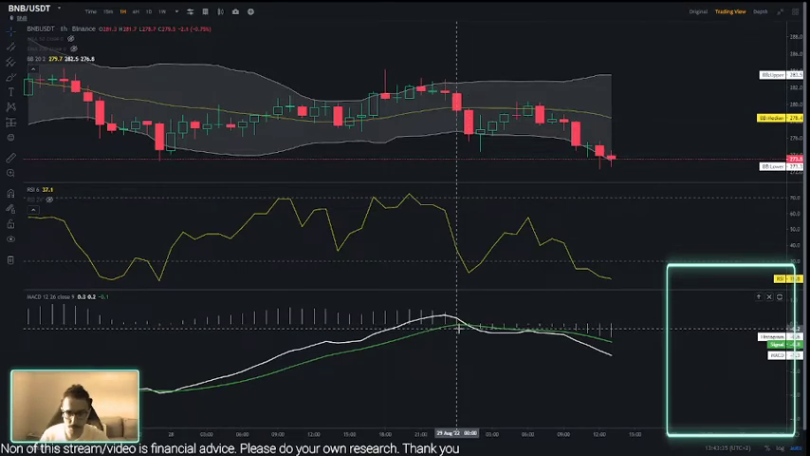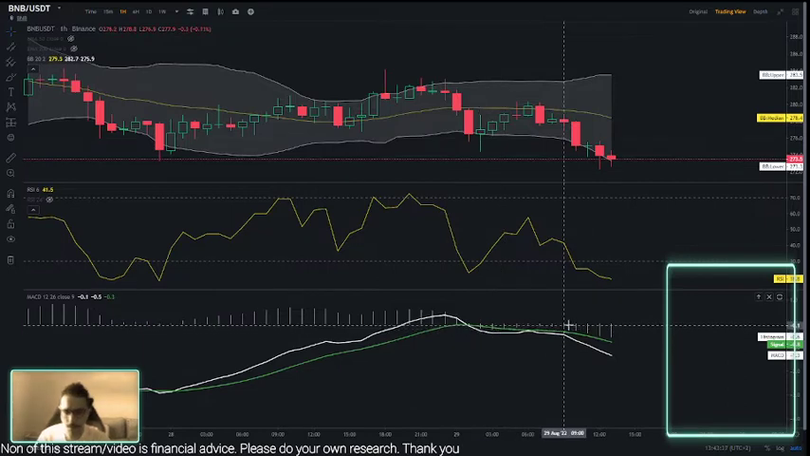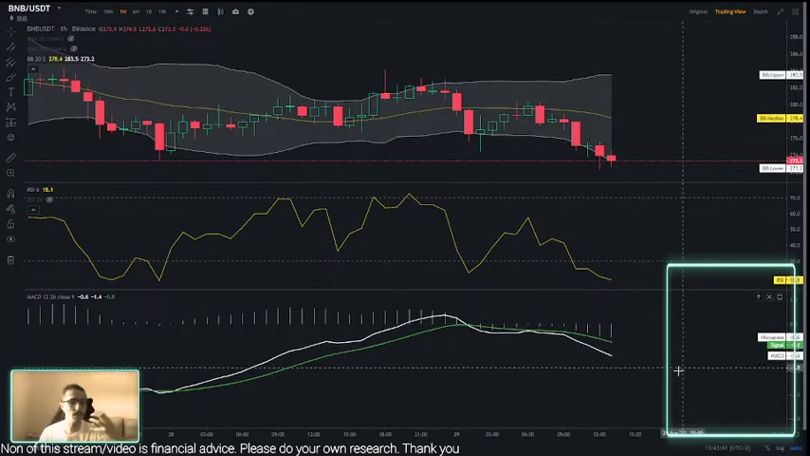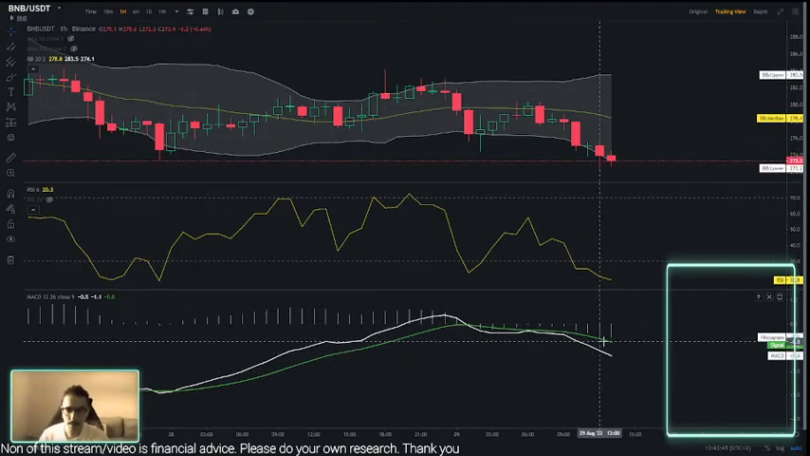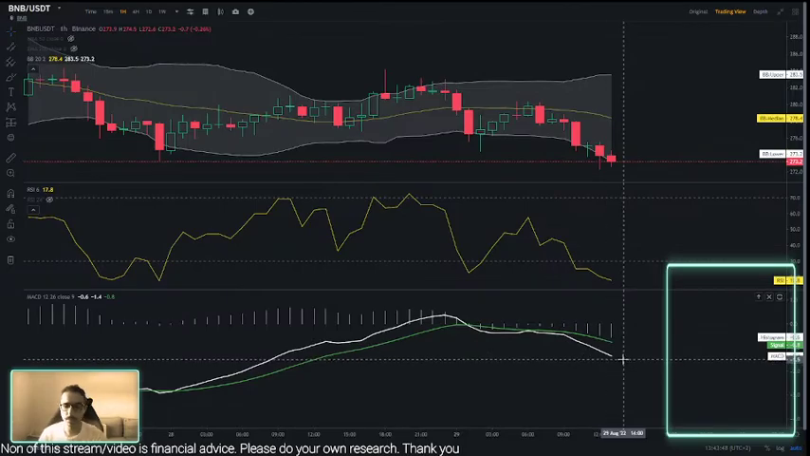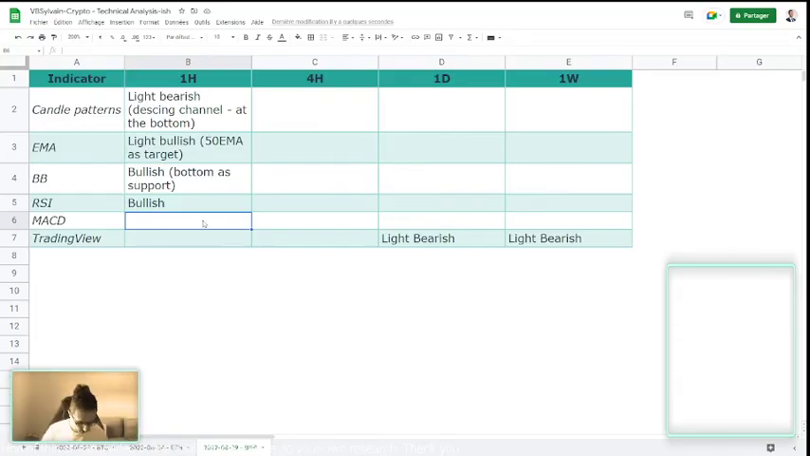So that's a pretty bullish sign, although both lines are going downward and are in negative territory, which is pretty bearish. So watching it is a pretty bearish sign. So let's put bearish here, not even light bearish, just real bearish on this time frame.